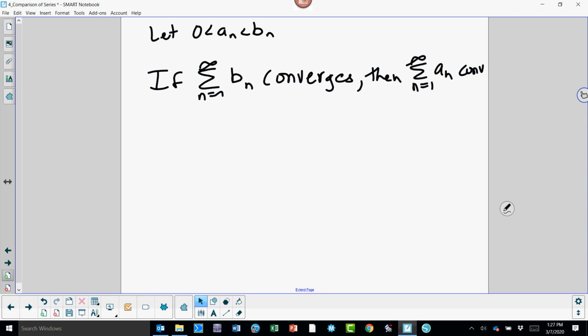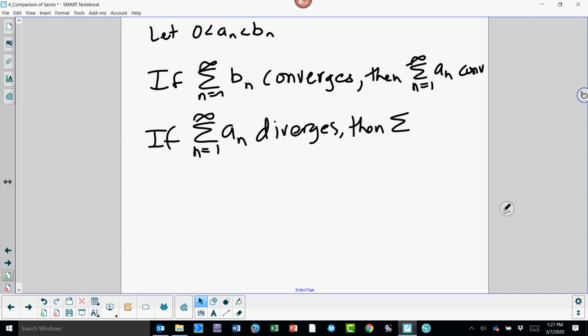And then also the other case would be if we know that the A sub n one diverges. Again, the one that is smaller, so goes to zero faster, if it diverges, then certainly the other series that is bigger doesn't have a chance. So it's going to also diverge. Okay, so that's what it says.